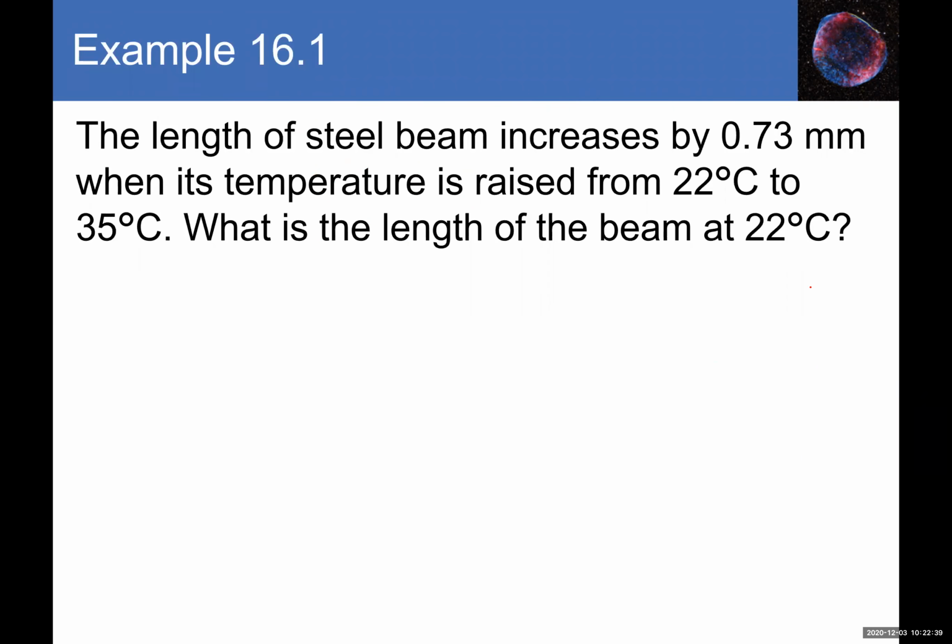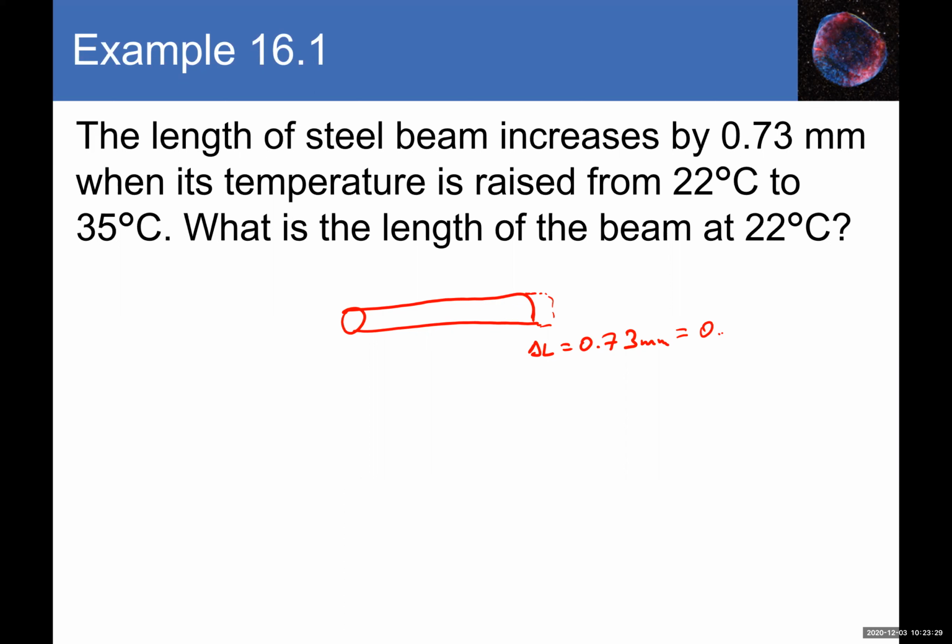All right, so let's look at an example here. The length of a steel beam increases by 0.73 millimeters when its temperature is raised from 22 degrees Celsius to 35 degrees Celsius. The question is: what was the original length of the beam at 22 degrees Celsius? So, assuming this is the beam, and now it expands a little bit, we're given this delta L, 0.73 millimeters. It's not by much, but it's still significant, because it's only about a 13 degrees Celsius increase. You can have a much higher increase in temperature.